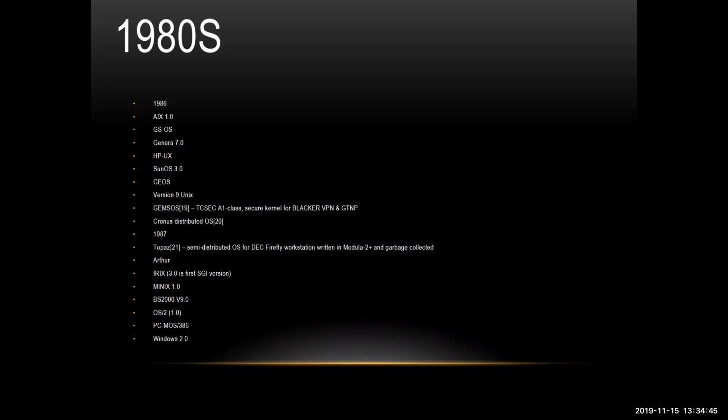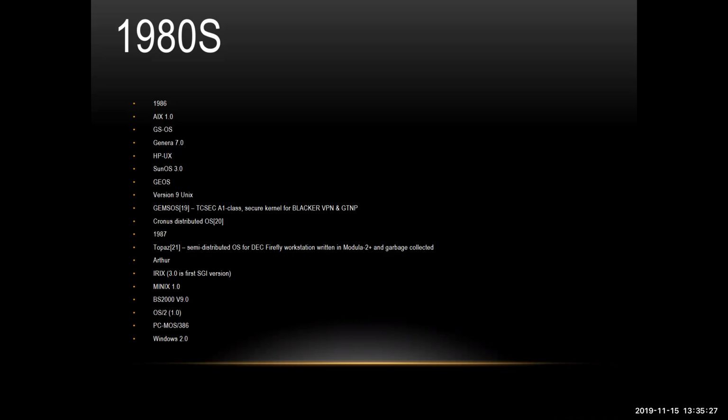It is Hewlett Packard Enterprise's proprietary implementation of the Unix operating system based on Unix System 5 or V and first released in 1984. Recent versions support the HP 9000 series of computer systems. And then we also had the SunOS 3.0. We also had GEOS. It was also from Berkeley Softworks. And then we had the version 9 Unix.